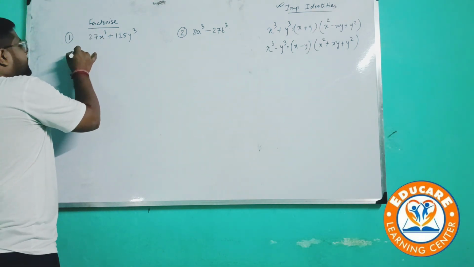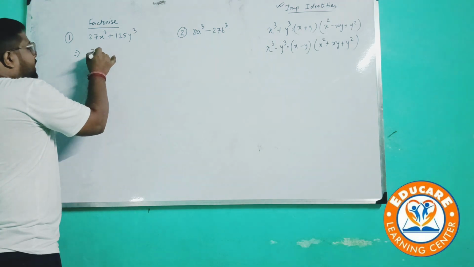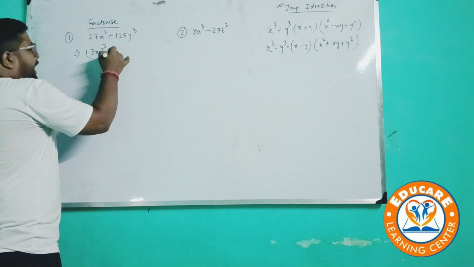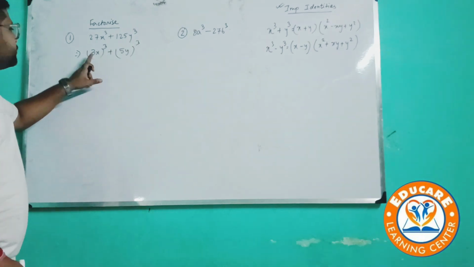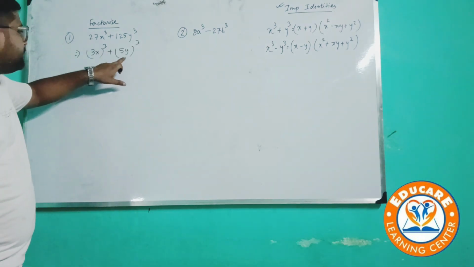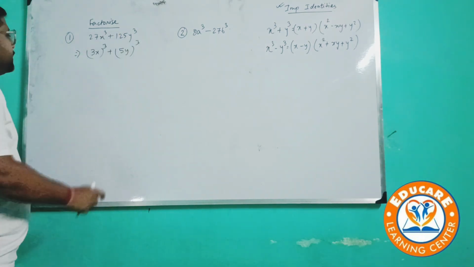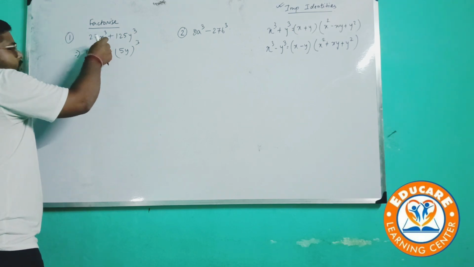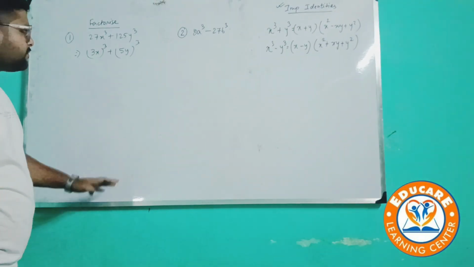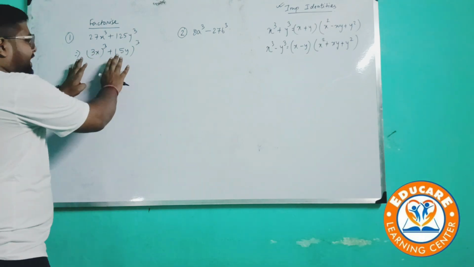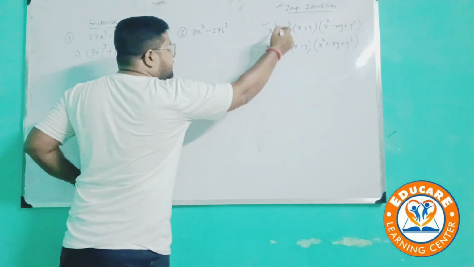So in case of 27, can we write (3x) whole cube, and 125 is (5y) whole cube. 3 into 3 into 3 is 27 and 5 into 5 into 5 is 125. So now we can say (3x) to the power cube plus (5y) to the power cube. Now this looks exactly like this identity.